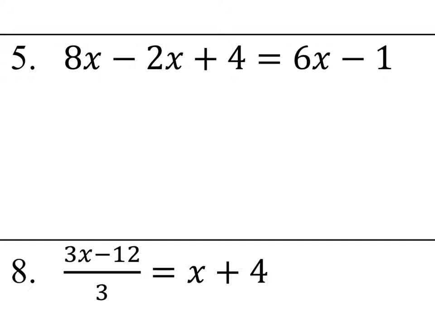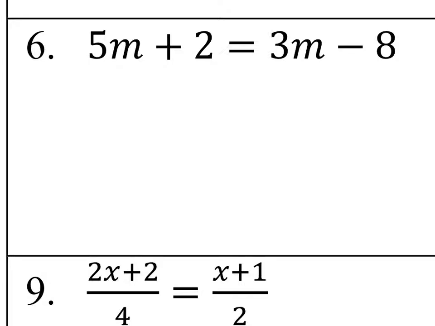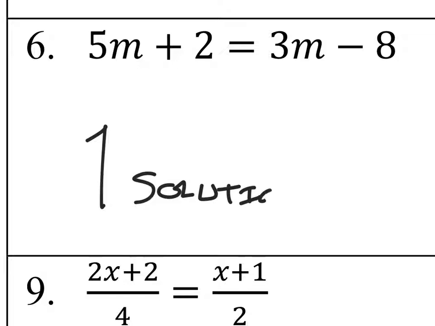Alright, what about this one? Very good. This one's none. This one? One solution. But it doesn't have the same y-intercept. Oh yeah, but they have different slopes. As soon as you have different slopes, automatic one solution.